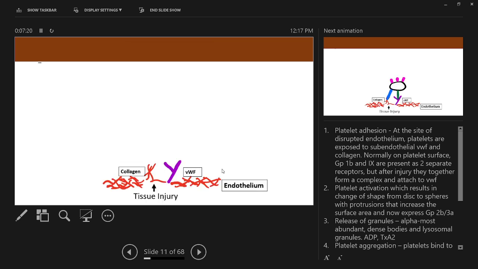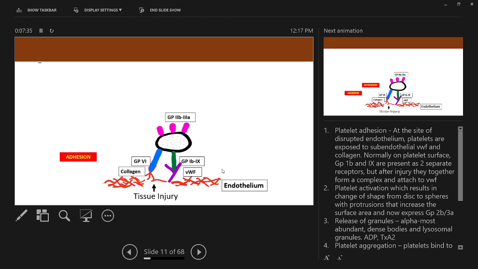As I have already said, platelets are exposed to subendothelial collagen and von Willebrand factor. With the help of GP1B9 receptors on the platelet surface, these receptors attach to the von Willebrand factor, which is the first step, platelet adhesion. This is then followed by platelet activation, where there is a change of shape from disc shape to sphere shape, exposing the GP2B3 receptors.